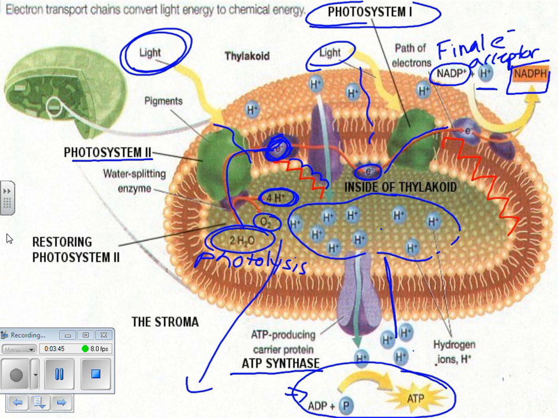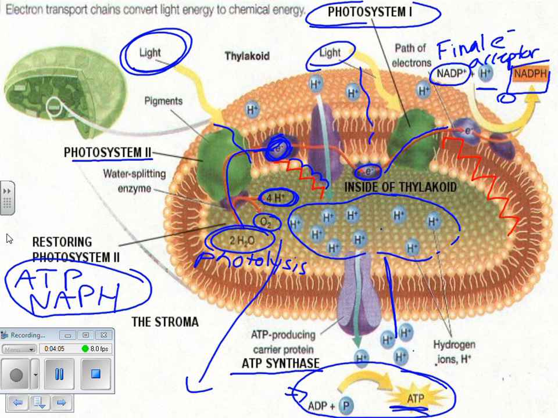NADPH. So the whole point of this light reaction is that we need ATP, which we made here, and NADPH, which we made in photosystem 1. These need to move on to the next phase in photosynthesis, which is the light independent reactions.